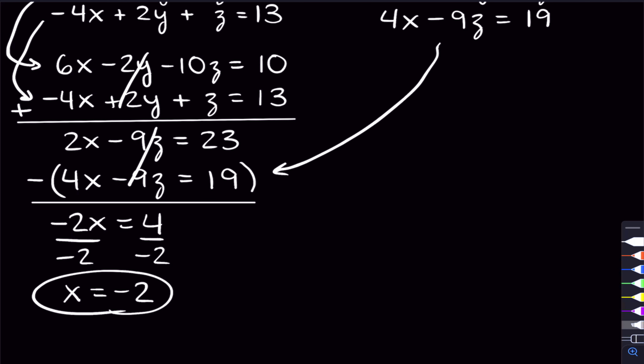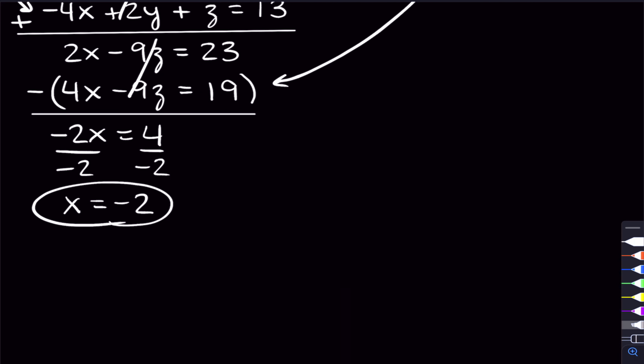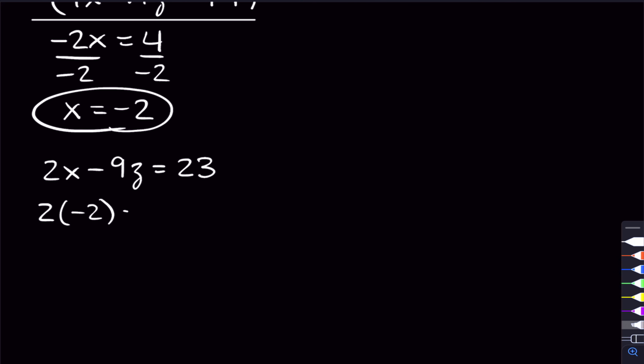And like I said, when you solve for your first variable, you're pretty darn close to being done. Just plug in to your equations and you get your other variables. So I'm going to plug into this 2x minus 9z equals 23 first. And that's going to help get me my z. So plugging in that x is -2, I have 2 times -2 minus 9z is 23. 2 times -2 is -4, so I get -4 minus 9z is 23.